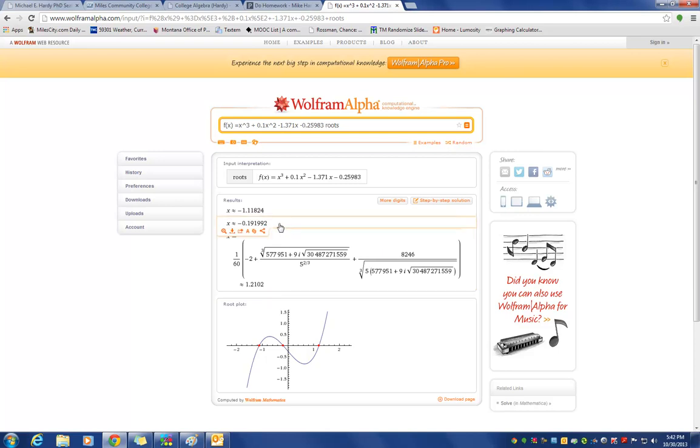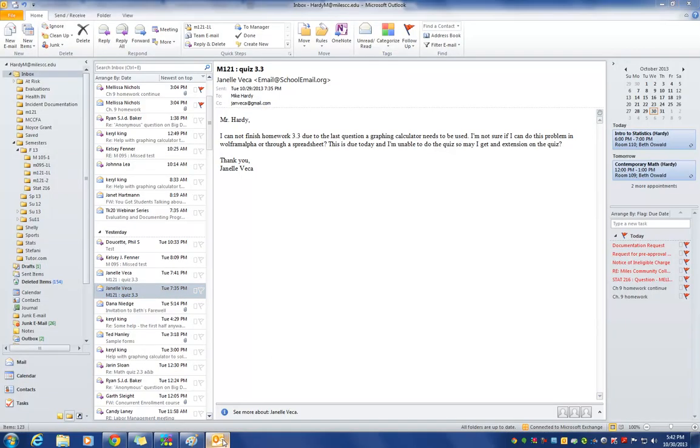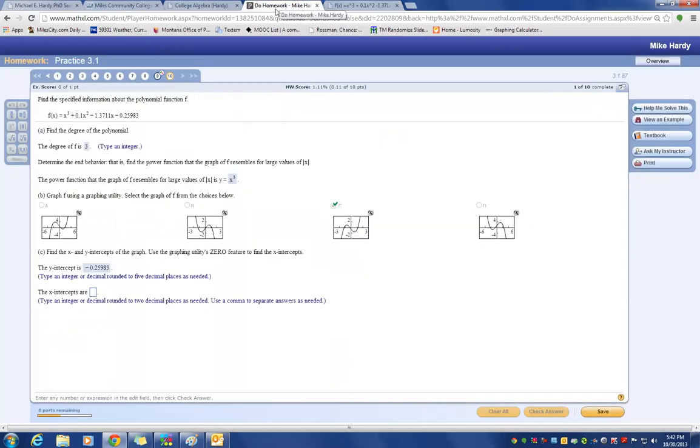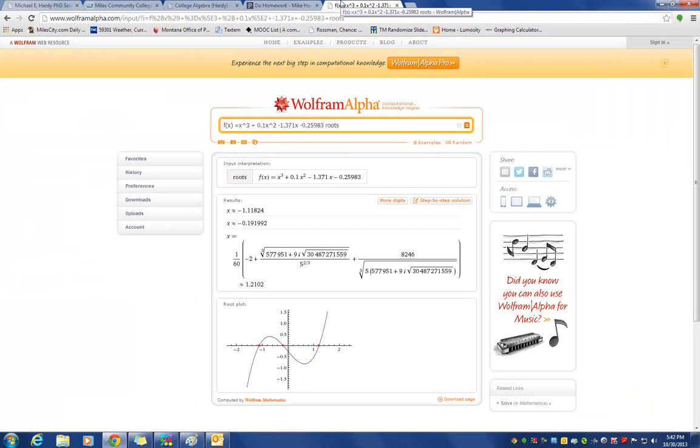And so it has these three x-intercepts, negative 1.11824, negative 0.1919982, and positive 1.2102. And so we go back here, and the x-intercepts are, we round to 2 decimal places. So first option, negative 1.118 rounds to negative 1.12.